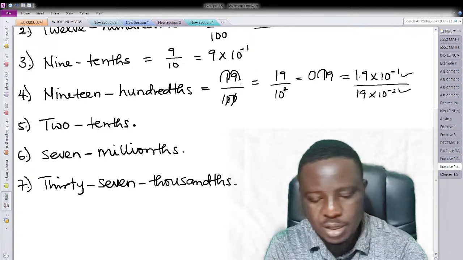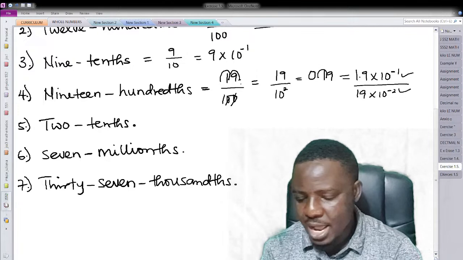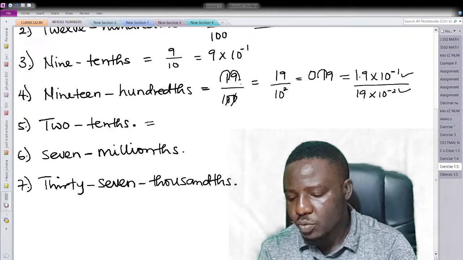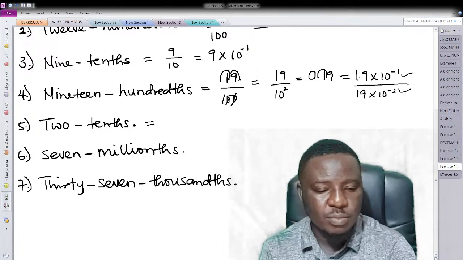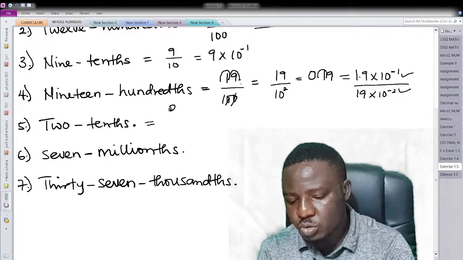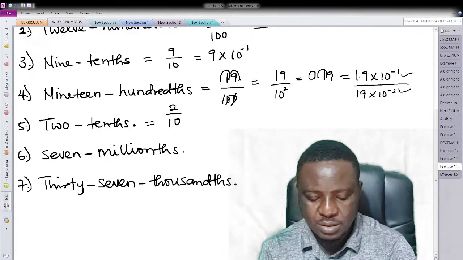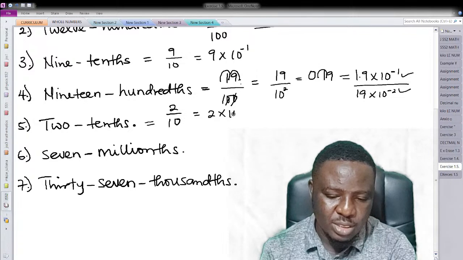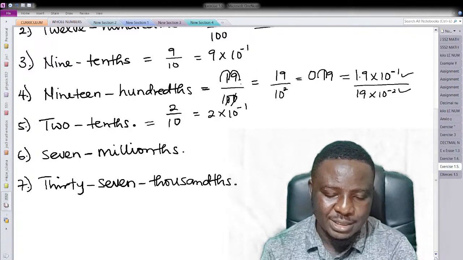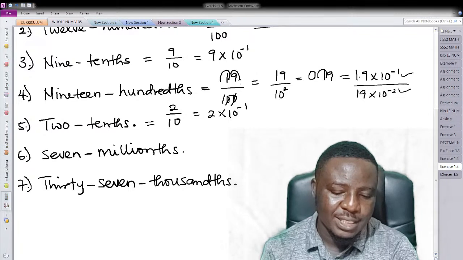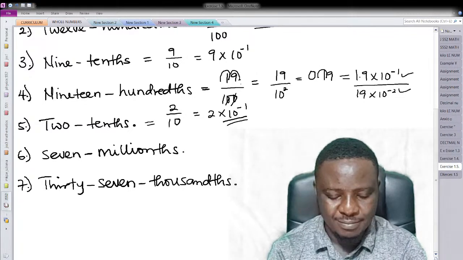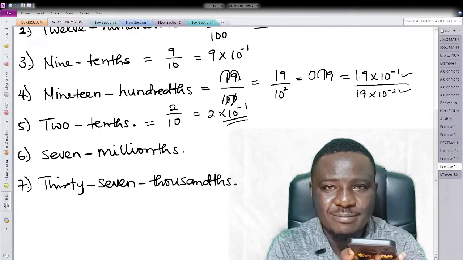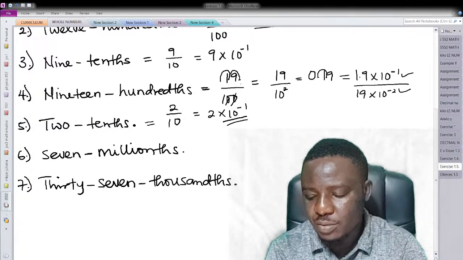Okay, so for number 5, we are asked to express 2/10 in standard form. So 2/10 becomes 2 over 10, right? Yes, sir. And 2 over 10 can be expressed as 2 times 10 raised to the power of what? Minus 1. Sure. Is this what you got? Yes, I got 2 times 10 raised to the power of minus 1.